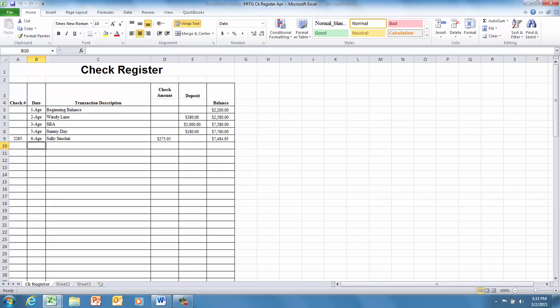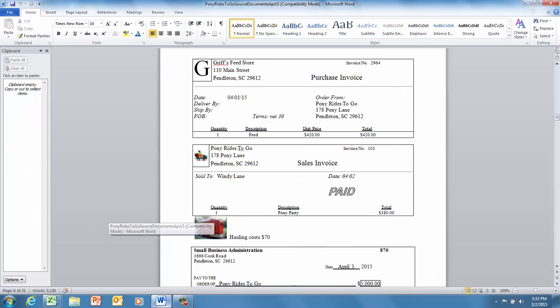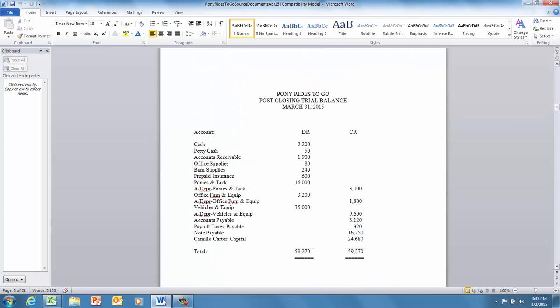And here is our check register, and I've got the first few lines already filled out for you. Here's the beginning balance, which is $2,200. Where did I get that beginning balance? Well, the ending balances at the end of March become the beginning balances of the 1st of April. And under cash, which of course we know means the checking account, we have a balance of $2,200. So that's where that came from.